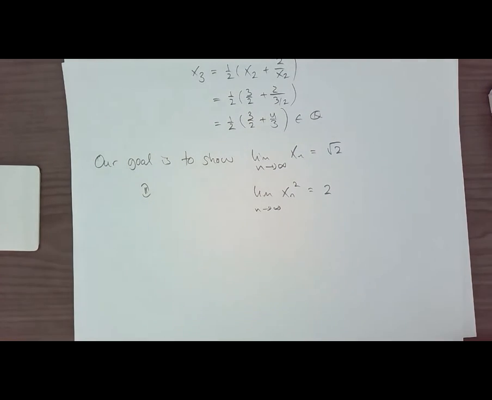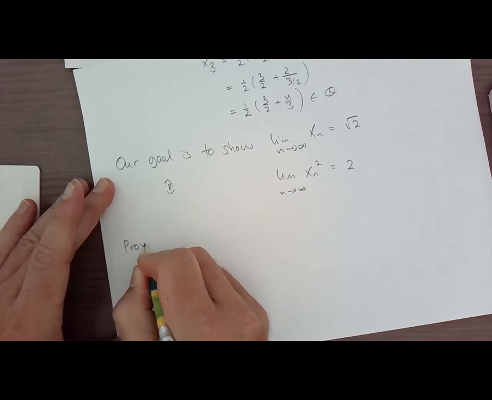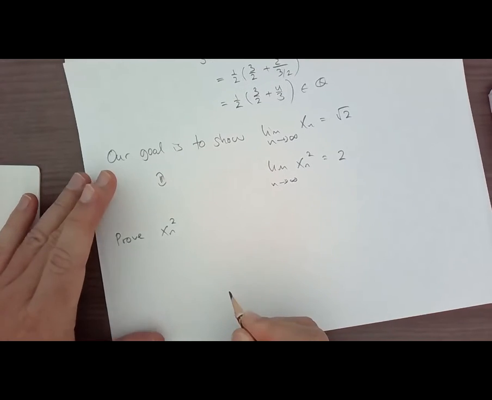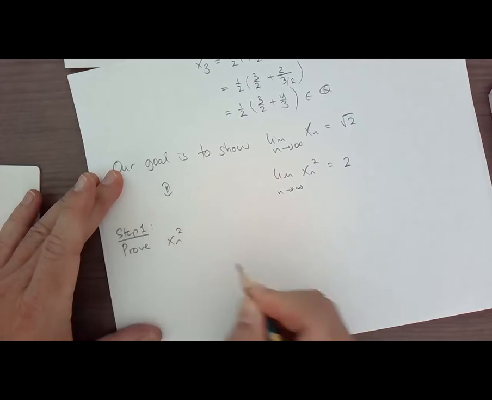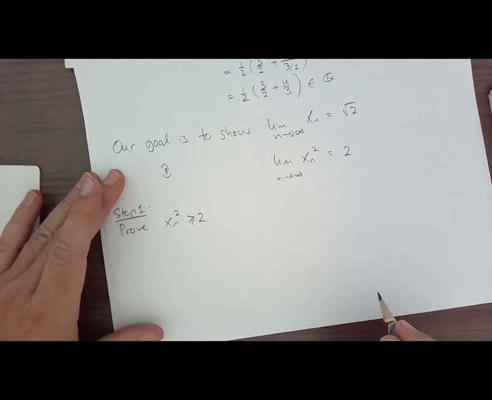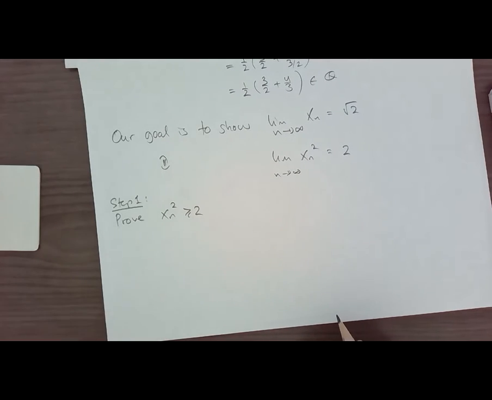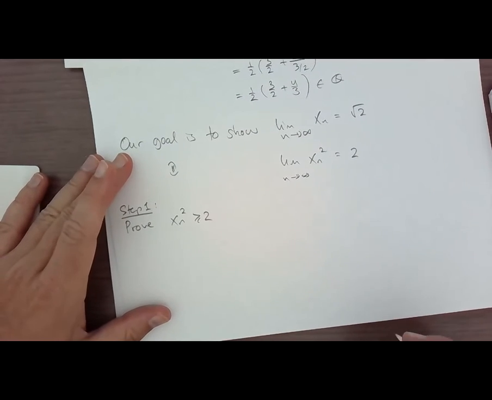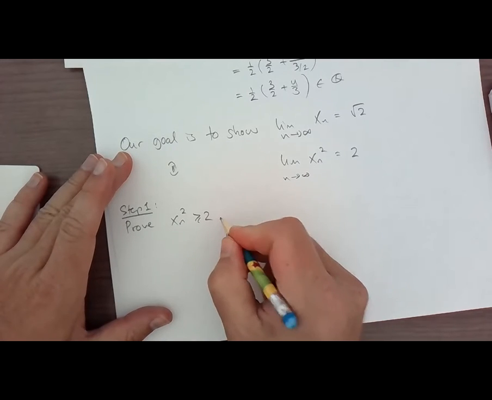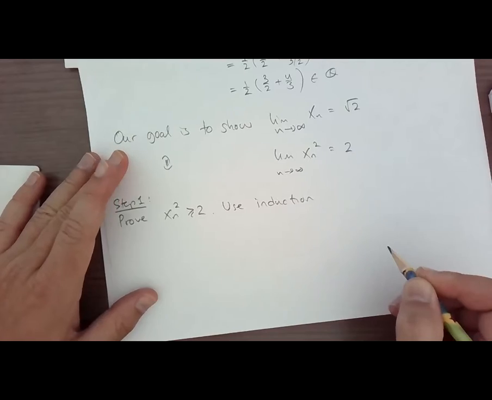And so how are we going to go about doing that? The first step is to prove that xn squared is bigger than or equal to 2. That's the first step that he's asking us to do. We're going to use induction, like what you did in the homework.